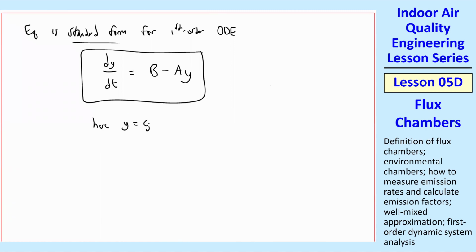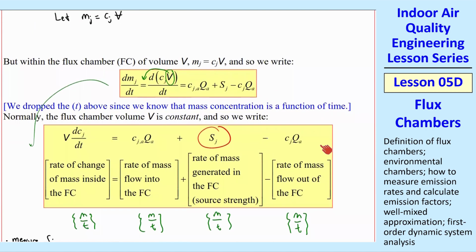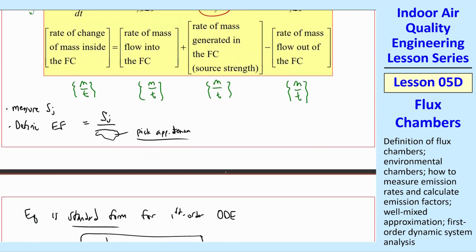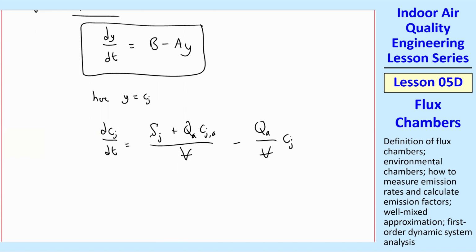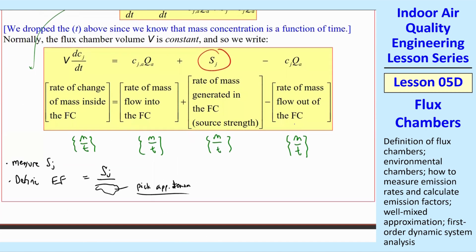And so we'll write this equation again, this equation from here. I'm just going to divide through by volume V so that I get a dy/dt, in this case dC_J/dt, on the left. So here we have dC_J/dt equal, and I'm going to group all the terms that do not have a C_J in them. So that's S_J plus Q_A C_J,A divided by volume, minus, and then all the terms that do have a C_J in them, Q_A over V times C_J. So you can see that that's exactly the same equation as here.